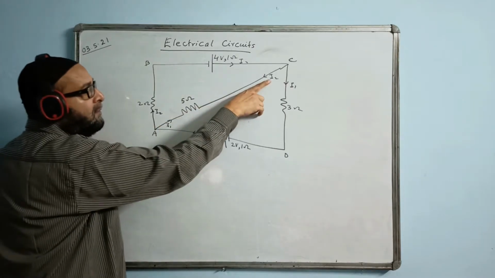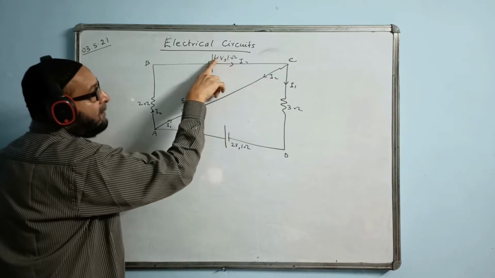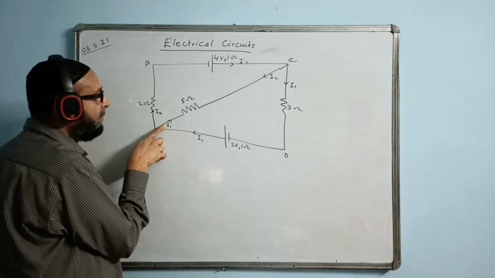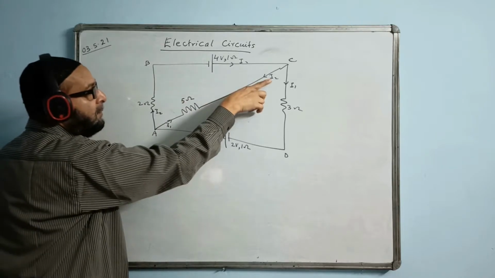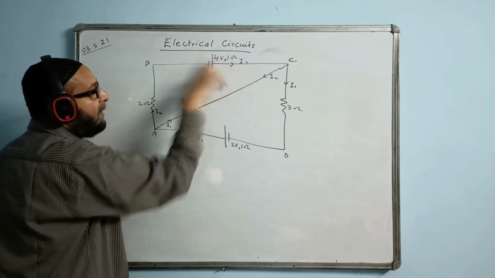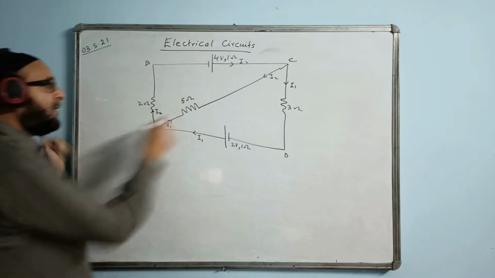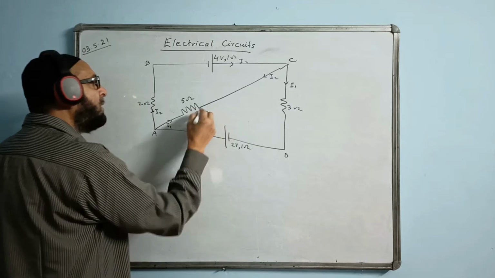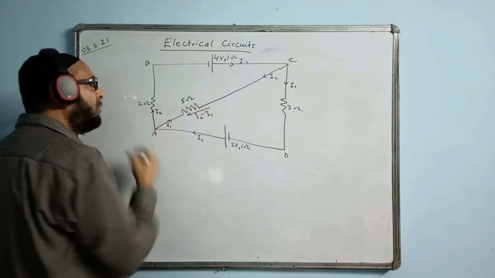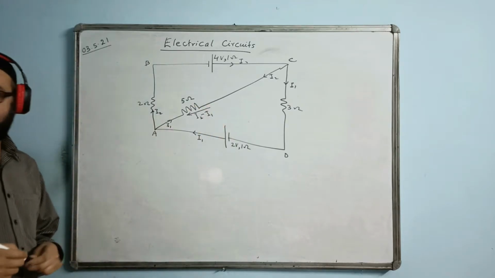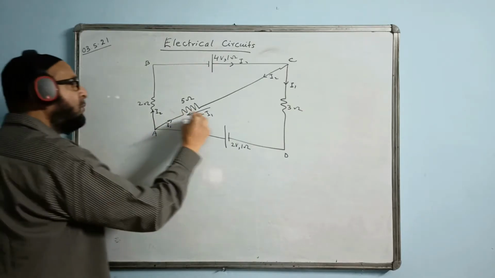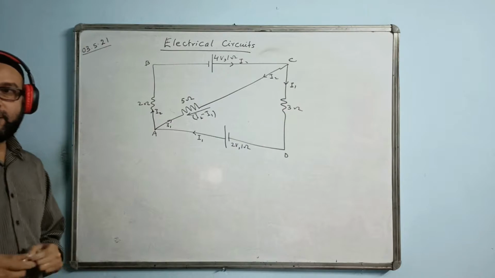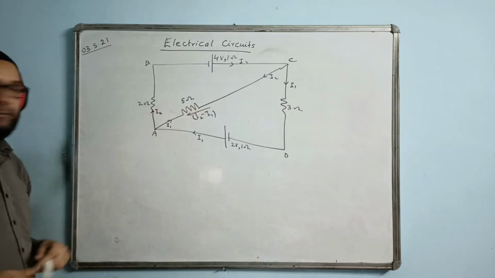So I2 should be bigger because this is from the greatest EMF, 4 volt. This is 2 volts. This will be weaker current. This will be stronger current because of the higher EMF. So net current flowing out here will be I2 minus I1. And what direction will it flow? It will flow in the direction of the bigger current. I2 minus I1 will flow in the direction of the bigger current. The bigger current is I2, in the direction of I2.